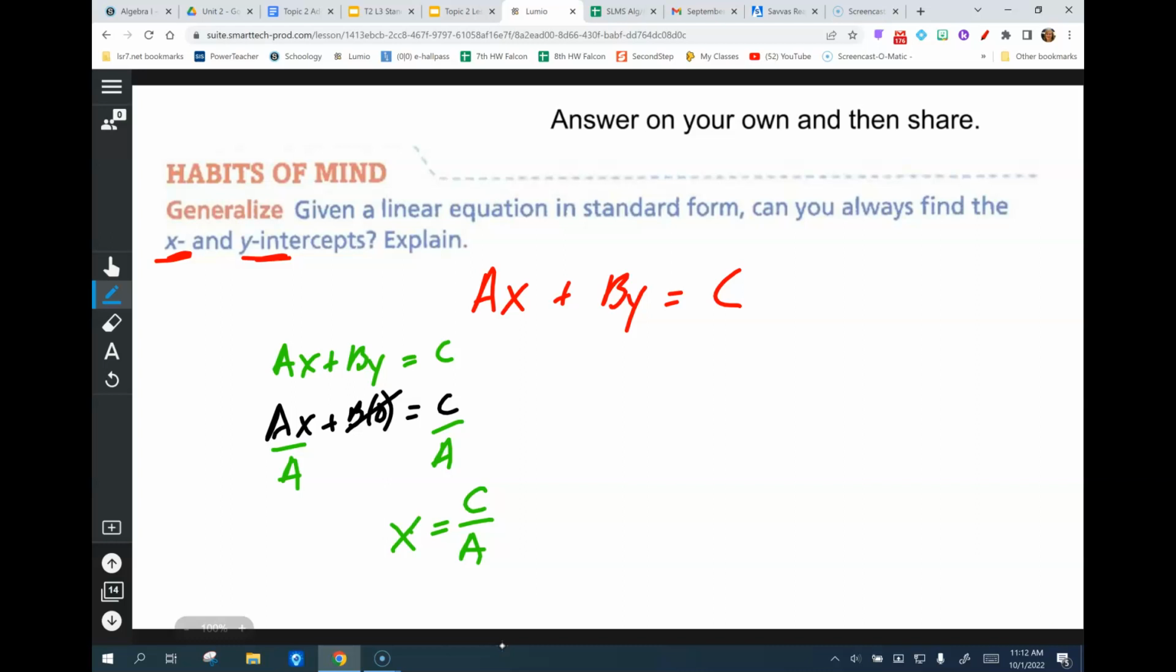Same is true if I'm going to do the y-intercept. If I plug in a 0 for x, notice that my a's drop out, so in order to find y, I'm going to divide by b. So my y-intercept is always going to be c divided by b. So for those of you that like those little shortcuts, feel free to use it. I want to make sure you know both.